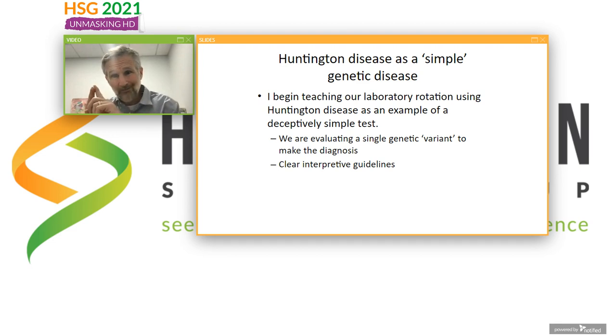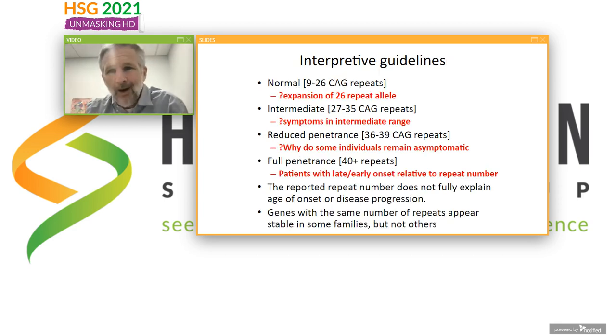There's one gene, there's one change in the gene, and we have very clear guidelines about what all the different sizes of CAG repeats mean. But it's not that simple. We know, for example, that there are a few very rare examples when we have people in the normal range. There's at least one example of somebody who had a 26 repeat that actually was able to grow all the way up into the range where it causes Huntington's when it was passed. And so even though we say 9 to 26 is normal, there's some evidence that there are some rare, rare cases where sometimes it's not.